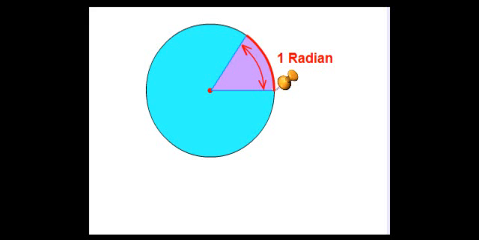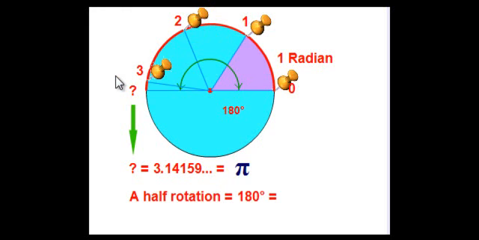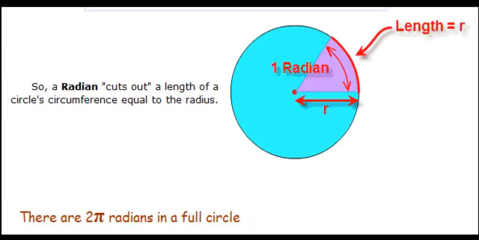Now the question is, how many degrees are in a radian? Well, let's try to figure that one out. I know that going around half the circle is 180 degrees. So going around half the circle, I can get approximately 3.14 radians, which we obviously know is pi. So half a rotation around the circle is 180 degrees, which is equivalent to pi radians.